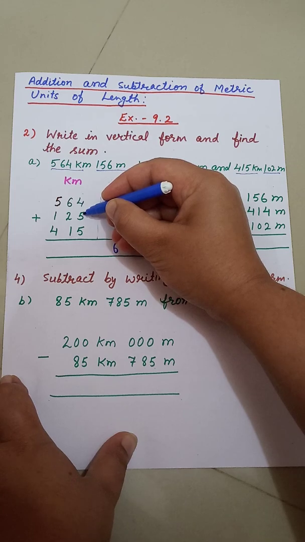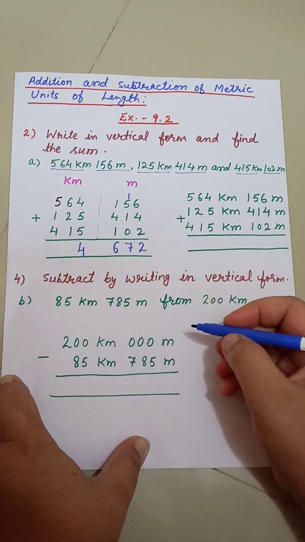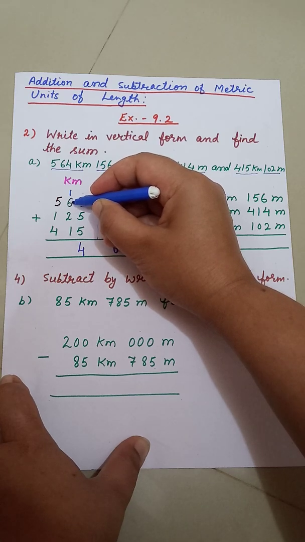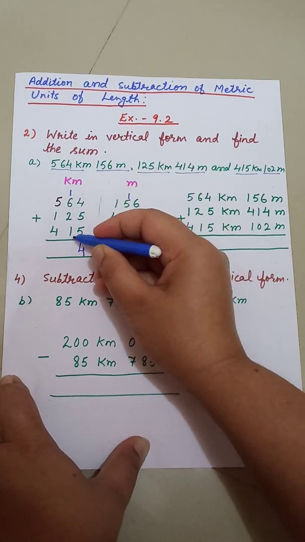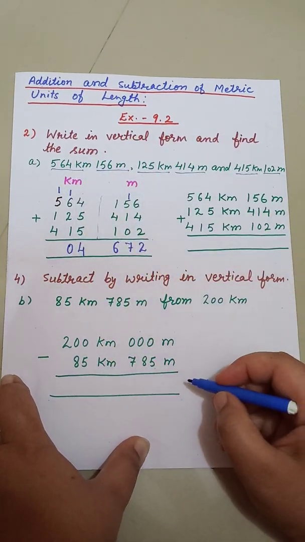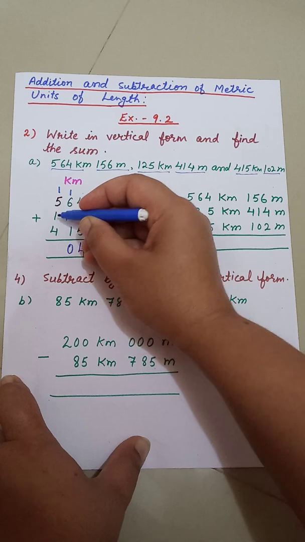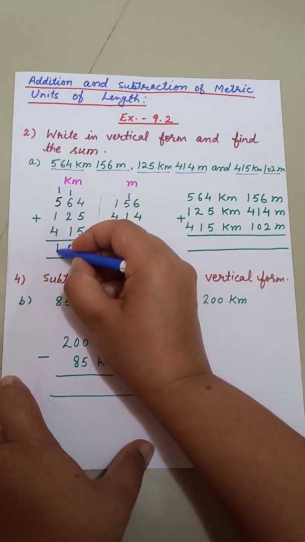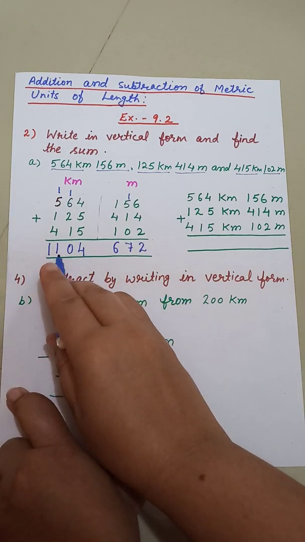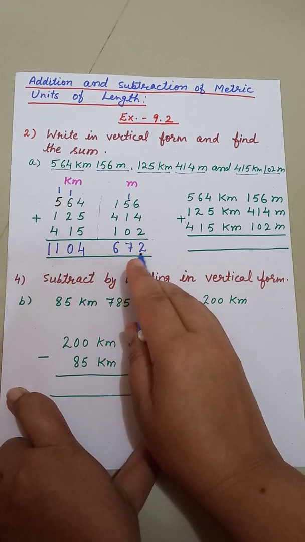4 plus 5 is 9. 9 plus 5 is 14. Then 1 will be carry over here. Now 1 plus 6 is 7. 7 and 2, 9 and 1, 10. So there will be 0 and 1 will be carry over here. Now 1 plus 5 is 6. 6 plus 1 is 7 and 7 plus 4 is 11. So you have got the answer. It is 1104 kilometer and 672 meter.